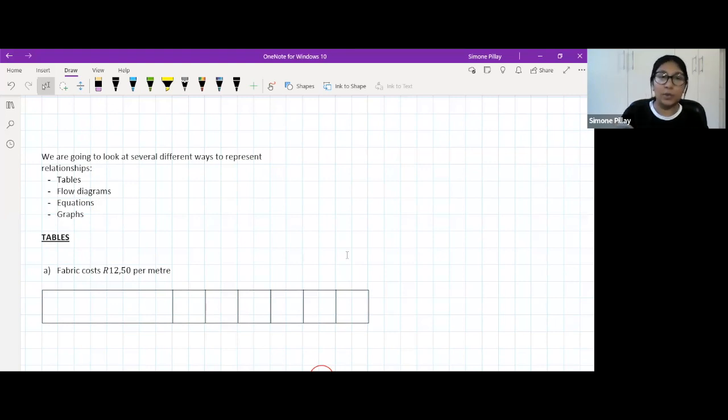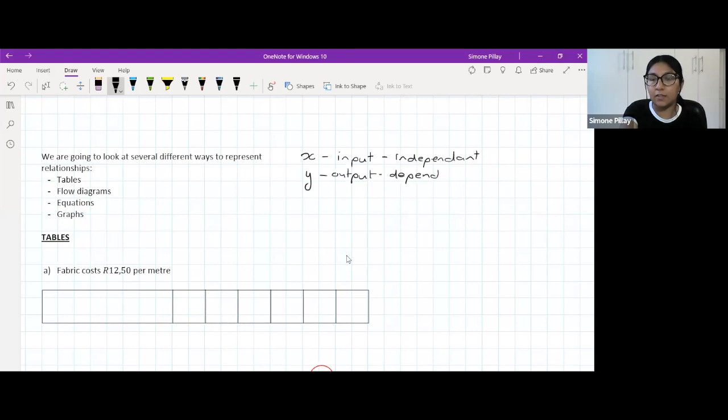What do we know about our variables? Let me recap it here quickly. We know that my x variable is what we call our input. It is also our independent variable. We also have our y. Our y is our output, and our y is our dependent variable.